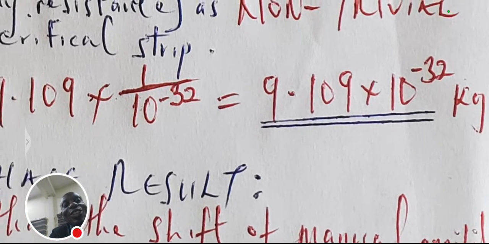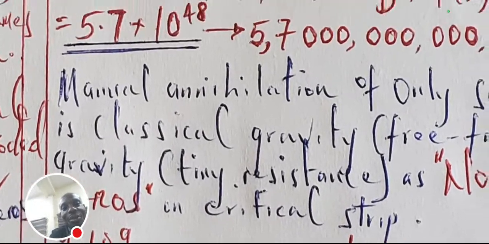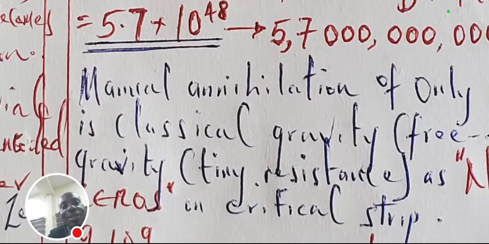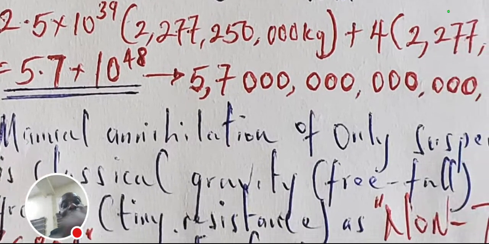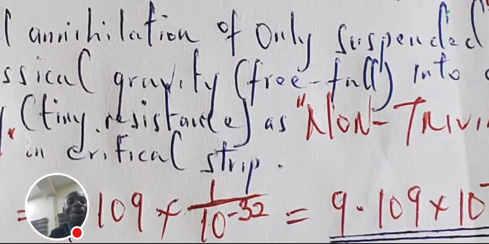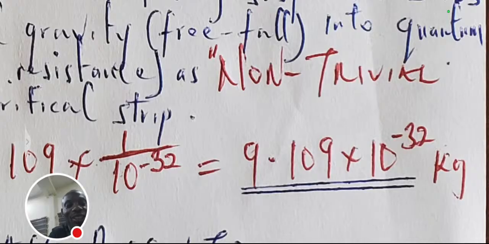You can see that by having this, we have moved from the classical to the quantum realm. Now, what this is telling us is that this value is smaller than the value of the original electron's mass that we used earlier.